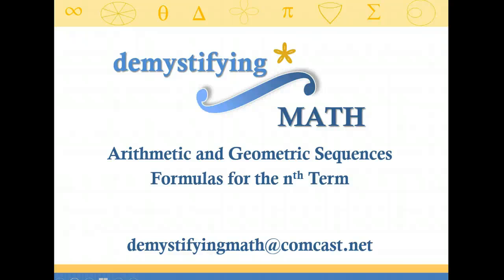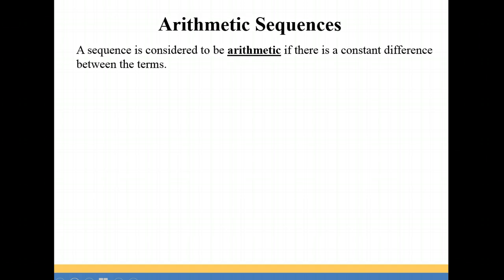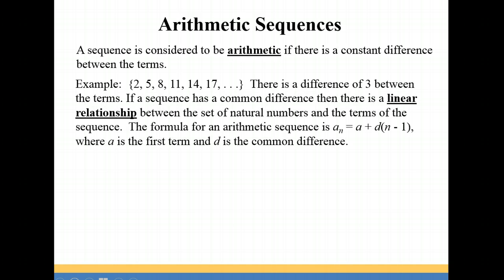Welcome to Demystifying Math. In this lesson, we're going to be finding formulas for the apparent nth term of arithmetic and geometric sequences. A sequence is considered to be arithmetic if there is a constant difference between the terms of the sequence. Let's start with this example.